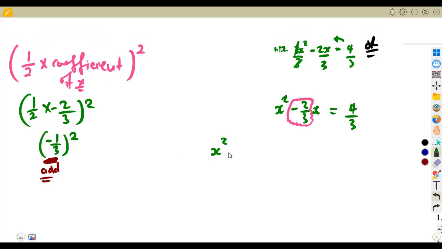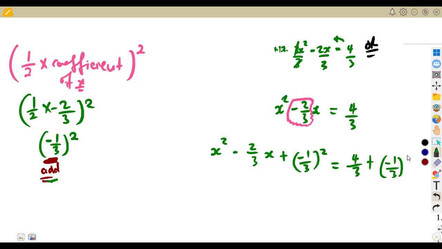So meaning to say this will be x squared minus 2 over 3x plus the square that we obtained, which is minus 1 over 3 squared. So this is going to give us the 4 over 3 that we are already having on the right-hand side, plus, remember, we're supposed to add this to both sides of the equation. So we are going to also add the minus 1 over 3 to the exponent of 2, which is the same as 1 over 9. We know that this is 1 over 9, which is true. Okay? But the reason that I'm keeping this is that it helps you so much whenever you're dealing with the completing of the square method.